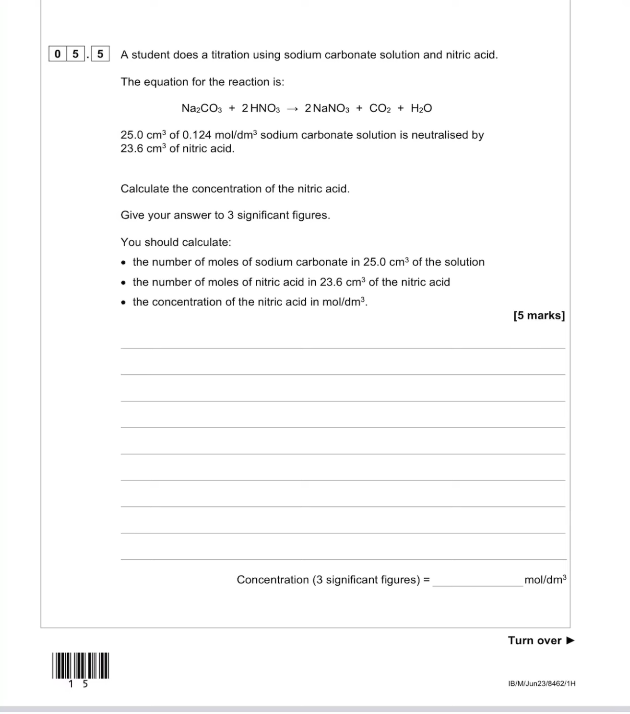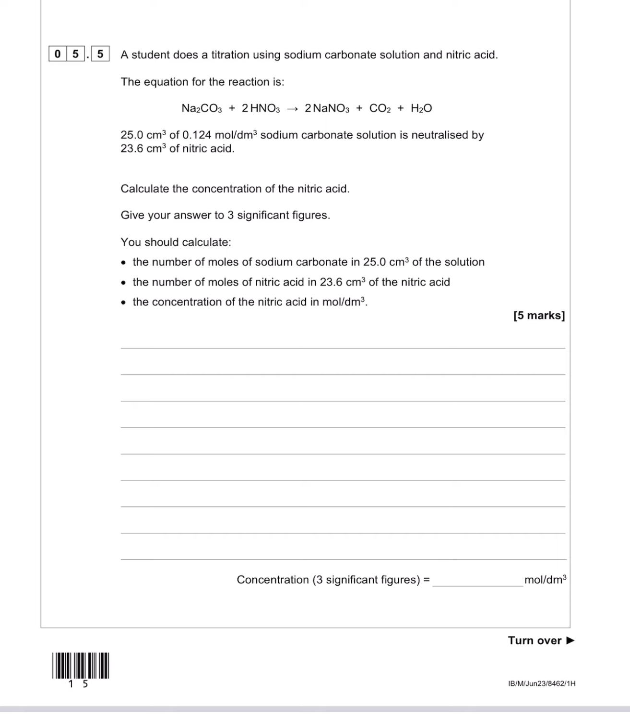Calculating concentration from acid-base titration is one of the most common questions in the GCSE exam. The technique is always the same, you just need to look at the numbers you are dealing with. In this question, they give you an equation for the acid-base titration between sodium carbonate and nitric acid, and they will always give you the concentration and volume of one of the two titrants, and they will ask you to calculate the concentration of the other one.